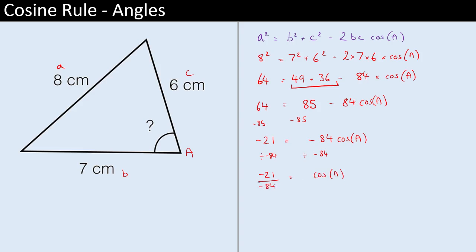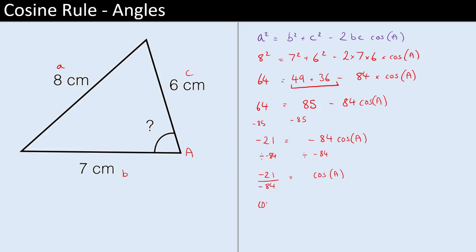You notice that I've not worked this out. I've not stuck that into my calculator. There's a reason. Now, if you remember back to our sine rule stuff, when we got to this stage, we would use the inverse function to get the angle by itself. We're going to do that to this.